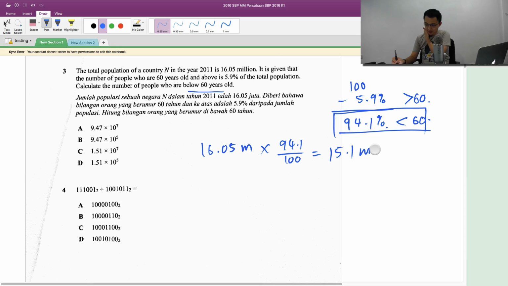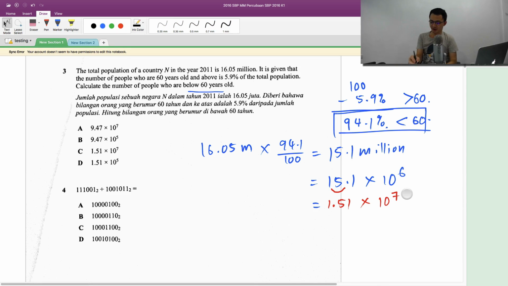Alright, so I will get 15.1 million. Of course you have to know that for millions, we have 6 zeros. So I say multiplied by 10 to the power of 6. Since I want to change it to standard form, I can only have one number in front of the decimal, so it should be 1.51. If I move the decimal to the front by one place, I have to add 1 to the power, so it's just power of 7. If I move back, I just subtract 1. You should understand this.